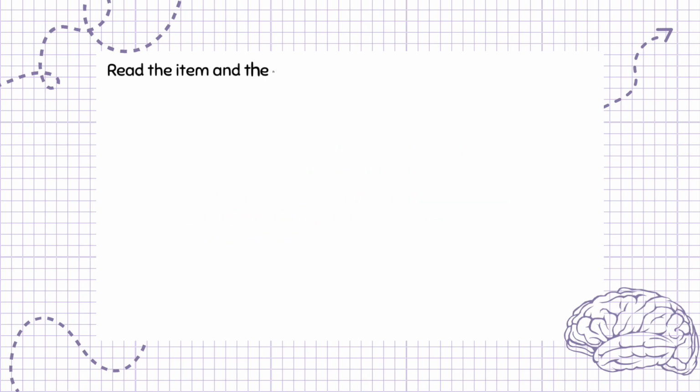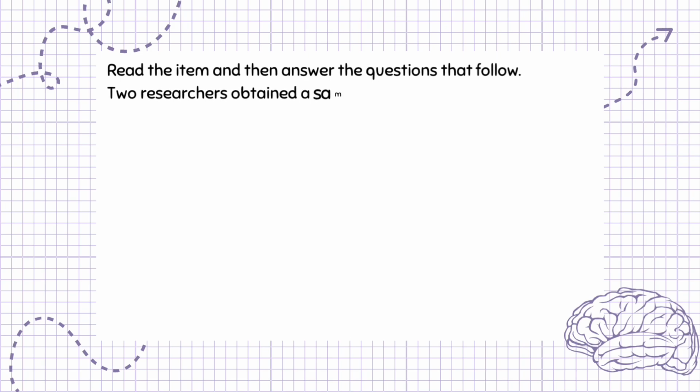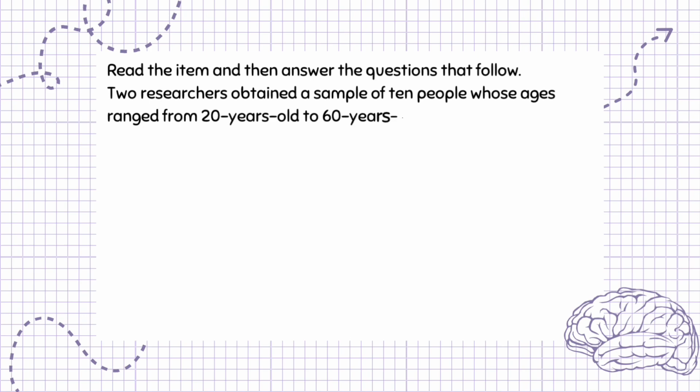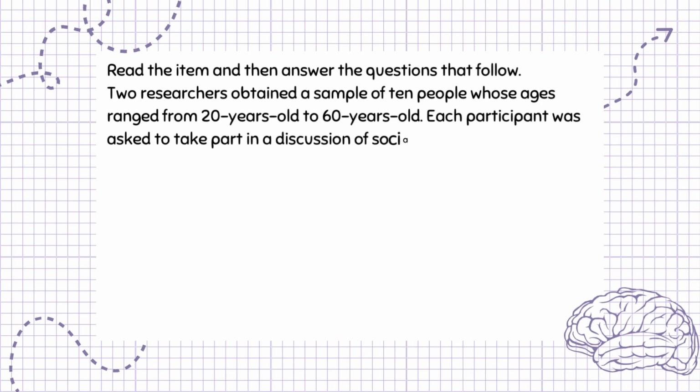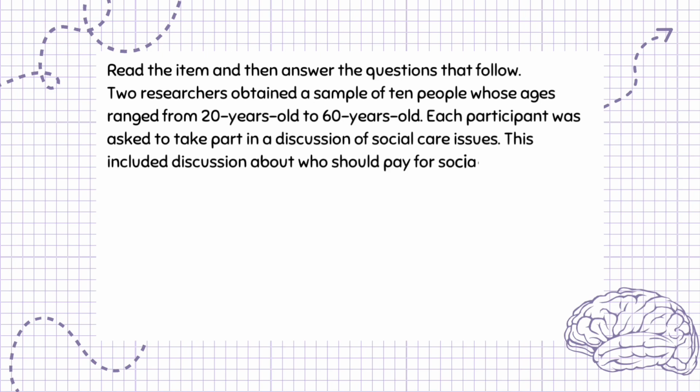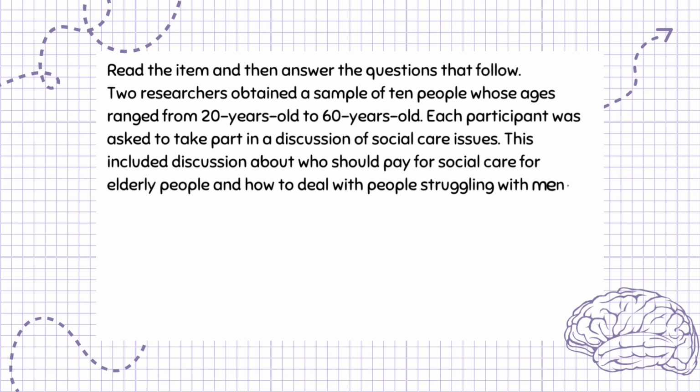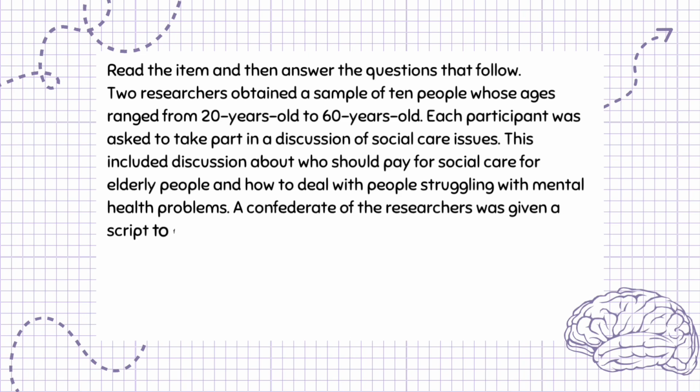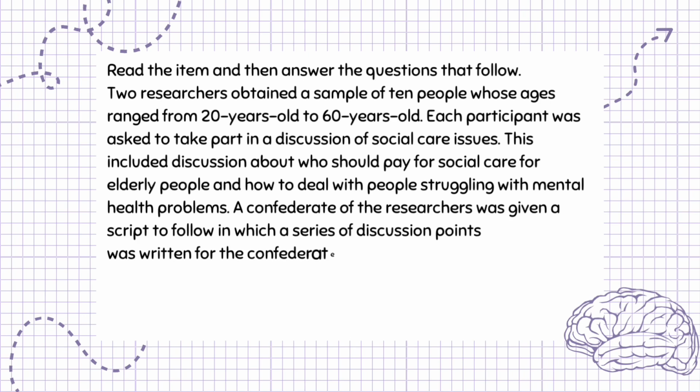Read the item and then answer the questions that follow. 2 researchers obtained a sample of 10 people whose ages ranged from 20 years old to 60 years old. Each participant was asked to take part in a discussion of social care issues. This included discussion about who should pay for social care for elderly people and how to deal with people struggling with mental health problems. A confederate of the researchers was given a script to follow in which a series of discussion points was written for the confederate to introduce.